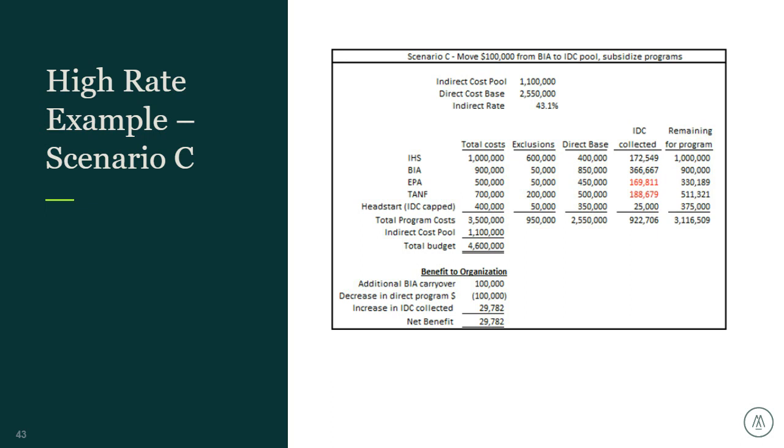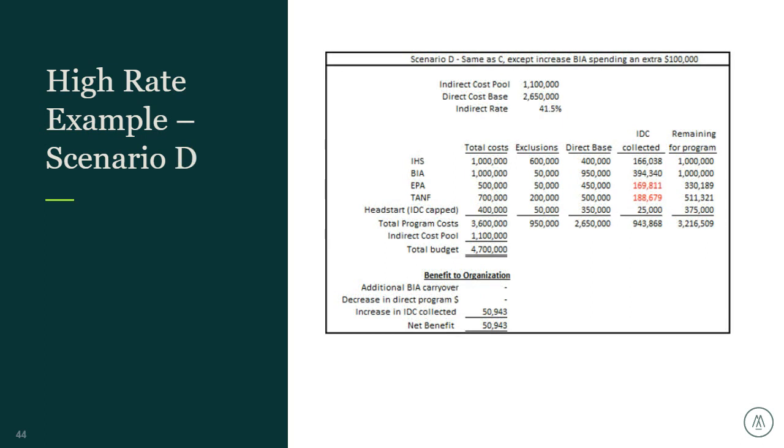We can look into another scenario, but let's consider in this case that we will not move the spending of $100,000 to carryover, we will just increase the cost. So by increasing this cost for the program, which is again considered a 638 program, that would lead to an increase in indirect cost collected for those programs. And considering that we also were able to subsidize EPA and TANF programs, the overall benefit will be an increase in indirect cost collected of a total of $50,000, almost $51,000.